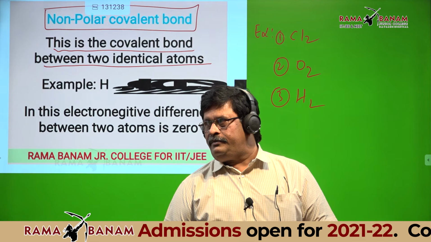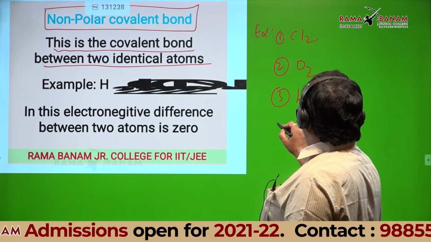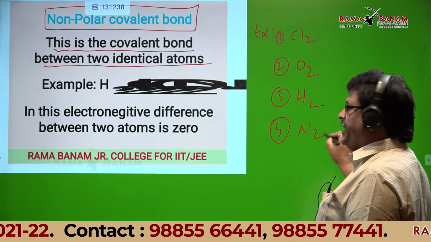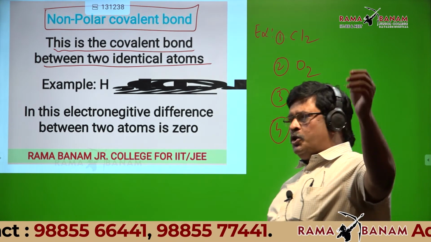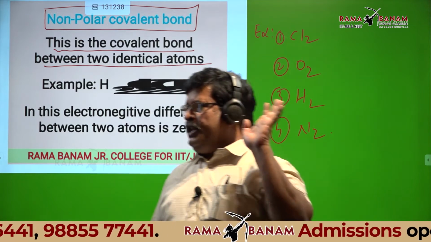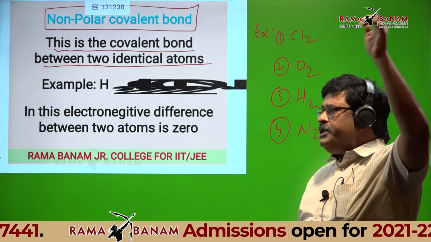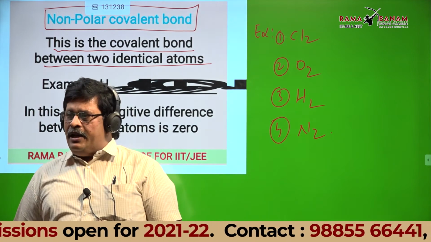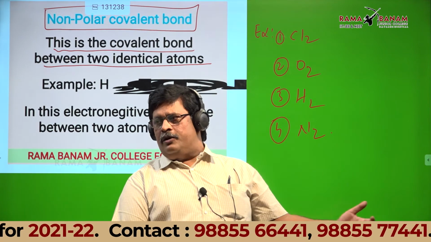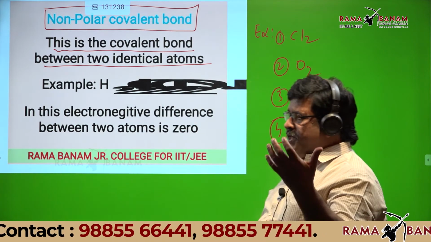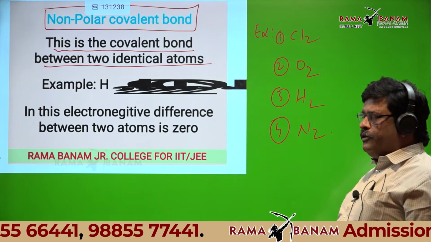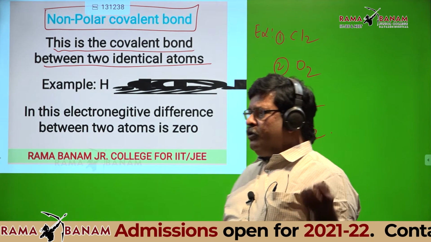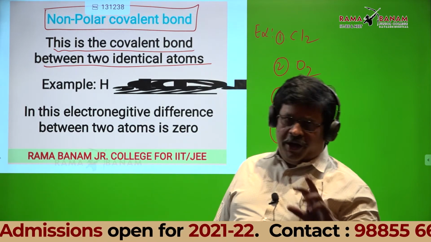Students, wait. Can anyone tell one more? N2. Yes, N2 is right. So many are there. Right now, these four are sufficient. Write examples: Cl2, O2, H2, N2. Why? Because we will discuss how these molecules form. We will discuss the formation of all these four molecules in today's class. That is why you write all these four: Cl2, O2, H2, N2.